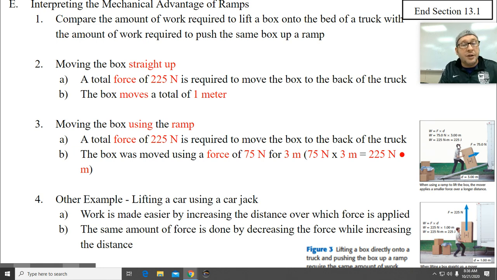So you are still going to be using the same amount of work overall, but less force will be required from you when using a ramp. So if you ever do help somebody move, I highly recommend you using a ramp, especially when you get older.